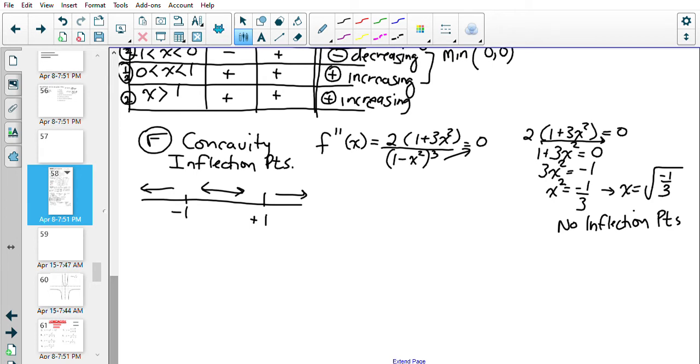So a very similar interval table to what you saw here. Okay, the intervals are slightly different. It's x less than negative 1, between negative 1 and positive 1, and greater than positive 1.